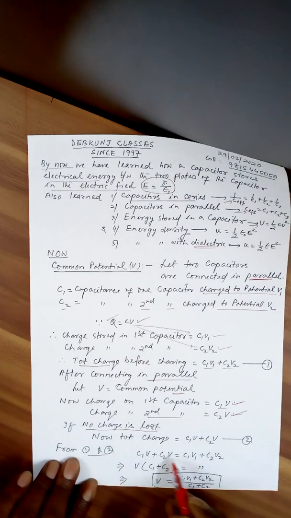C1V plus C2V is equal to C1V1 plus C2V2, or taking V common, we are left with C1 plus C2 within the bracket. Therefore C1 plus C2, which was multiplied here, goes to the other side and is divided. So the common potential is C1V1 plus C2V2 divided by C1 plus C2.